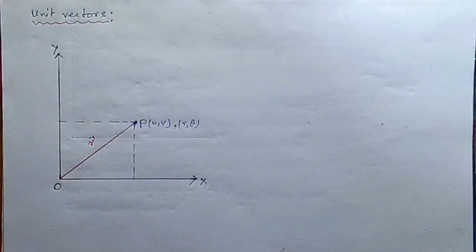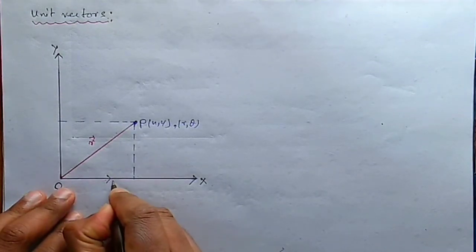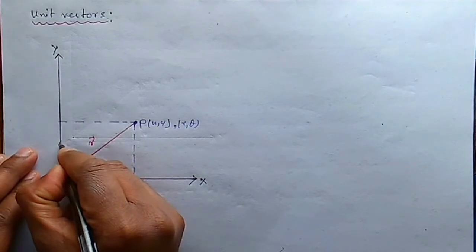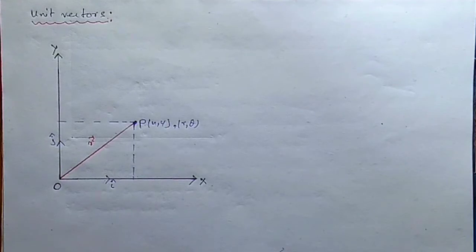Okay, now unit vectors in these two coordinate systems. In the two-dimensional Cartesian system, there are two unit vectors, i cap along the x-axis and j cap along the y-axis. Similarly, in plane polar coordinate, there are two unit vectors, r cap along the direction of increasing r and theta cap along the direction of increasing theta.